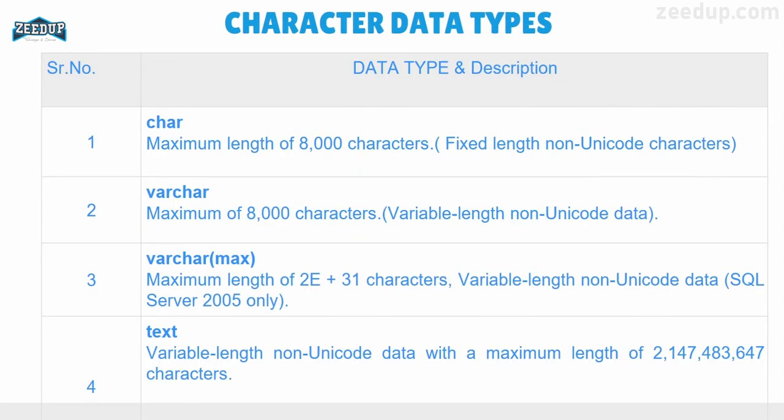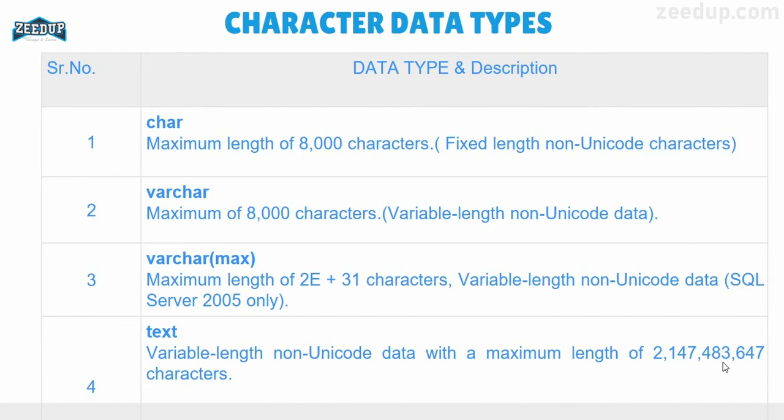Next, we have character data types. If you want to store the name of a student, or the name of an employee, or the name of any other person or thing, we have these different character data types. First is char, which can hold a maximum length of 8,000 characters. Then we have varchar, which can hold a maximum of again 8,000 characters. Then we have varchar(max), which can store a lot more characters than char and varchar. Then there is the text data type, which is variable length, non-Unicode data with a very large maximum length.